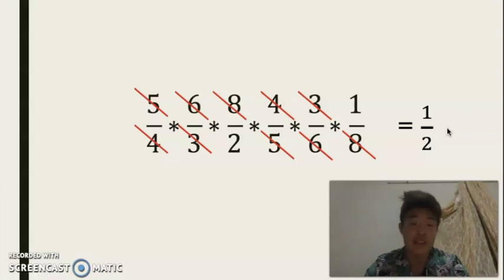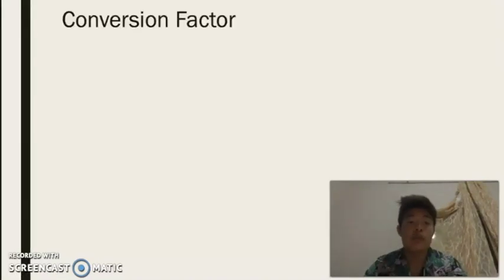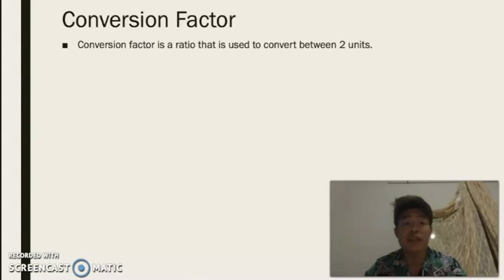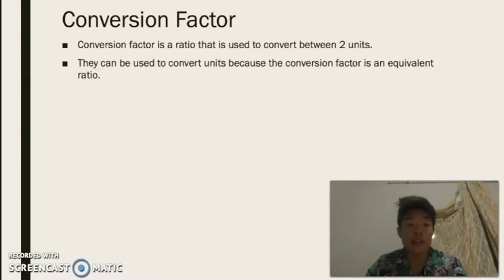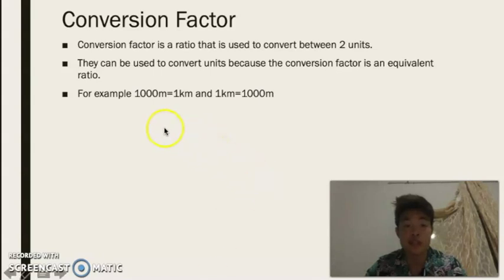Now, this is very similar to how we do dimensional analysis, but we will be canceling out units instead of canceling out numbers. So in order to do dimensional analysis, we're going to have to use a thing called a conversion factor. A conversion factor is a ratio that is used to convert between two units. Now, remember, as I said before, you guys can check out Bola's videos on rates and ratios if you need a refresher. The conversion factor can be used to convert units because the conversion factor is an equivalent ratio. What we mean by this is that the two units are equal to each other.